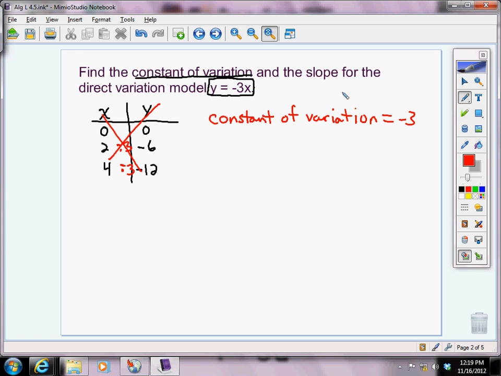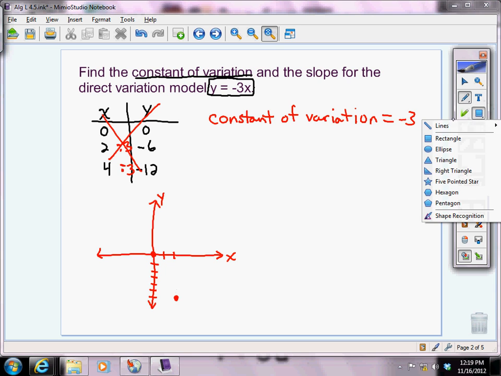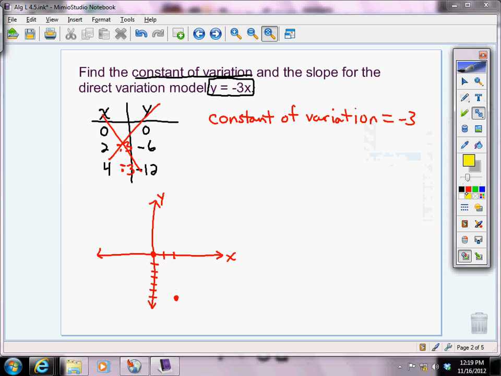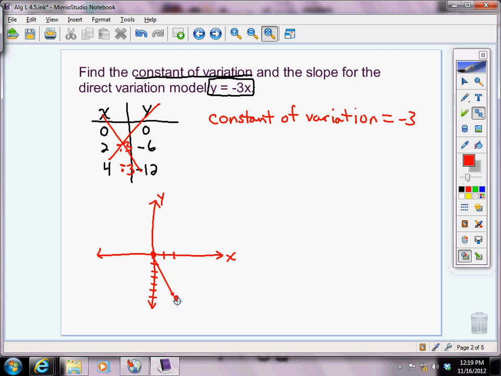Our slope now we have to figure out. You could make an input-output table, so pretend I didn't cross this out. If we wanted to plot the points on the coordinate plane, I could plot the points 0, 0, and 2, negative 6. So I go over 2, down 6. I'm going to run out of room to do the next point, but what you can see is that we get a line that looks like this.